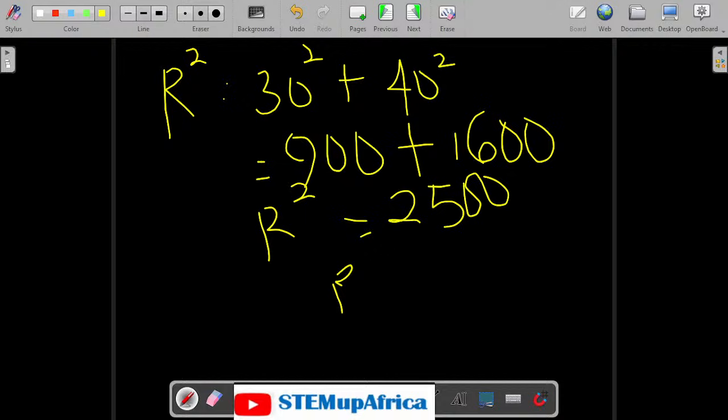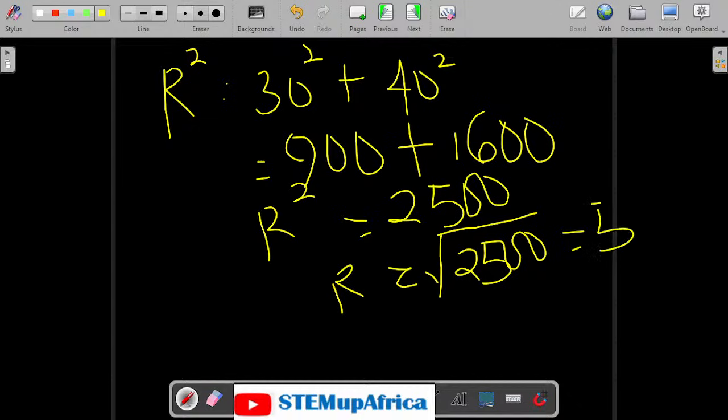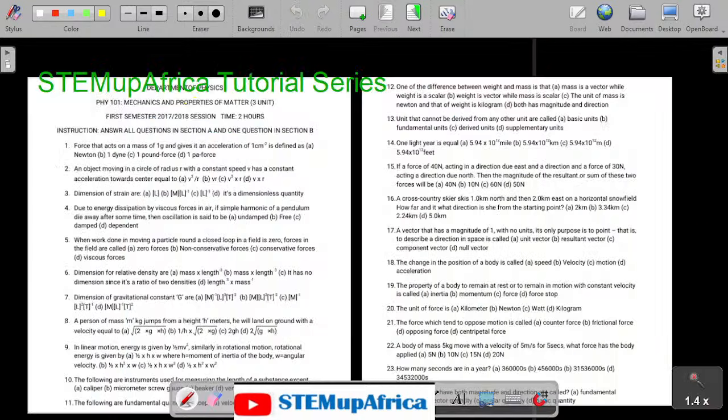So what is our R? It's simply the square root of 2,500. And what is the square root of 2,500? That will give us 50 Newton. The value of the resultant force is 50 Newton. So if you check your options, that happened to be option D, 50 Newton.